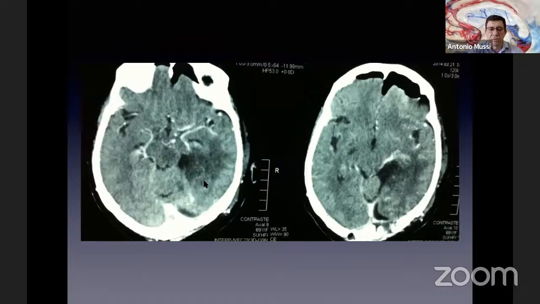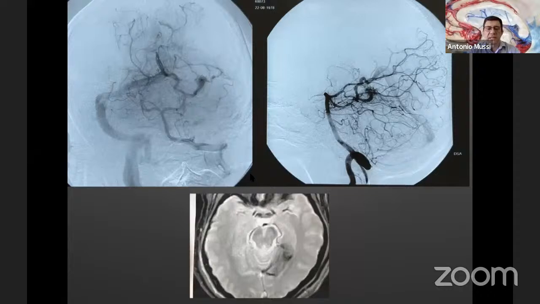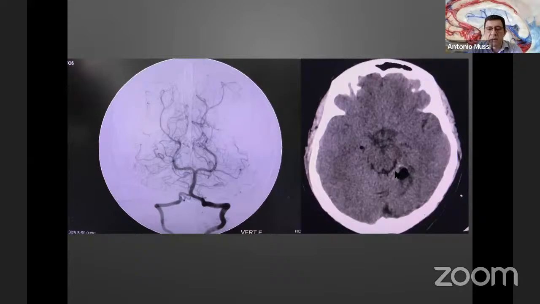Another example, this was an AVM located on the posterior parahippocampal gyrus. So you can also use the occipital transtentorial approach. You see the feeding branches coming from the posterior cerebral artery, and the AVM was resected with an occipital transtentorial approach.